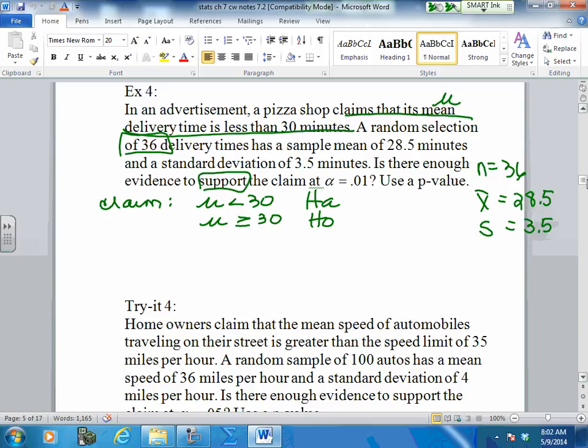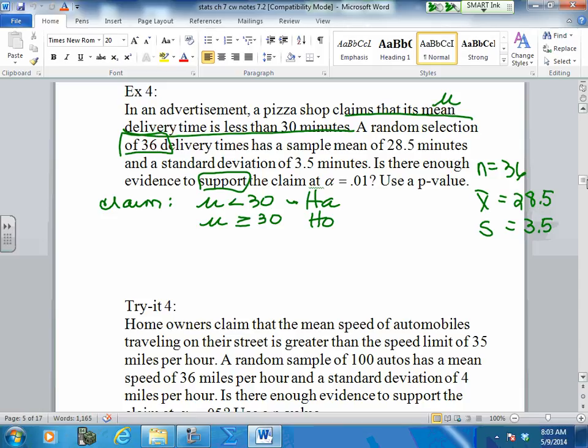Notice the word support, because which one is your claim? HA is your claim, right? So remember the HA, the chart? HA uses the word support and fail to support, not enough evidence to support. So all of this is going to tie in right now. So we say, okay, let us test this whole thing. The first thing we do is we state the claim, HO and HA.